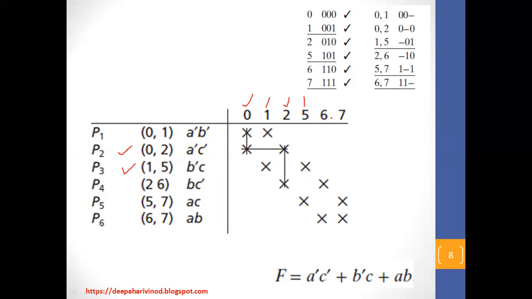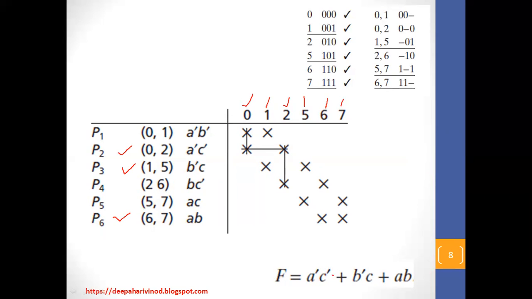Next, which one is remaining? 6 and 7 are remaining. Check which represents 6 and 7. 6 is represented by B C bar, but it represents 2, which is not needed. Next, 7 is AC, but 5 is already included. The last one is AB. So it covers 6 and 7. In this way, this is the alternate solution.